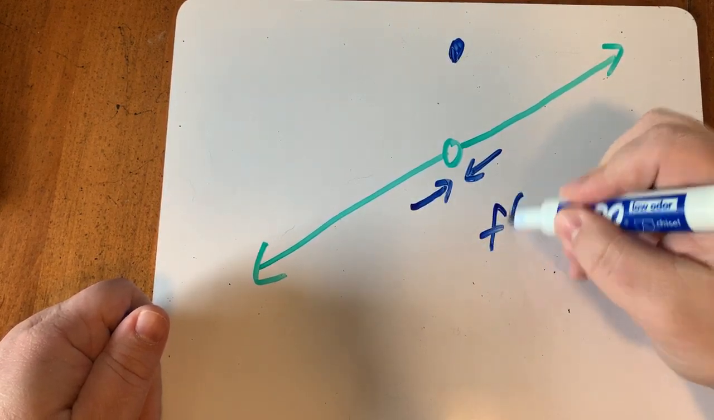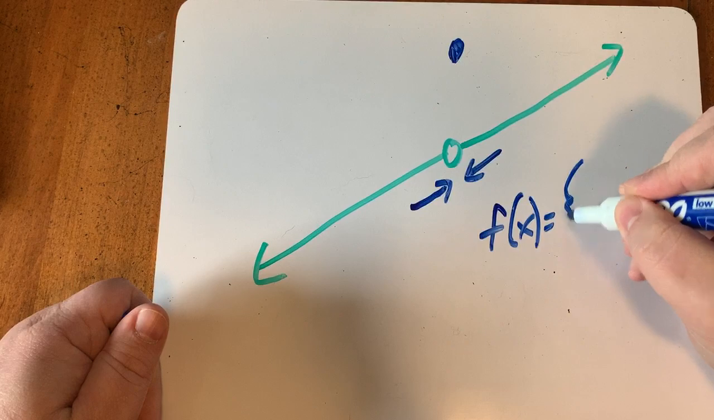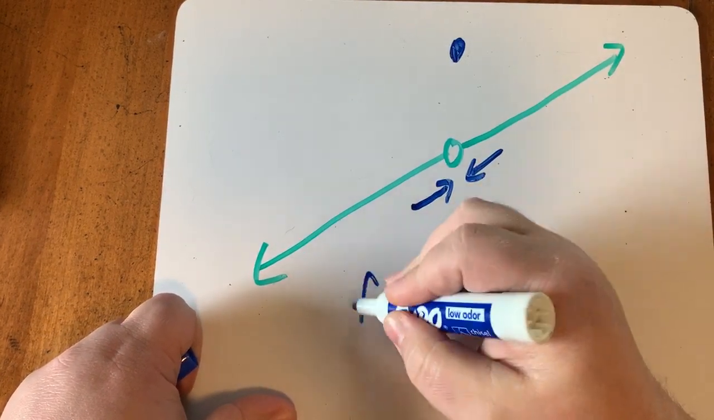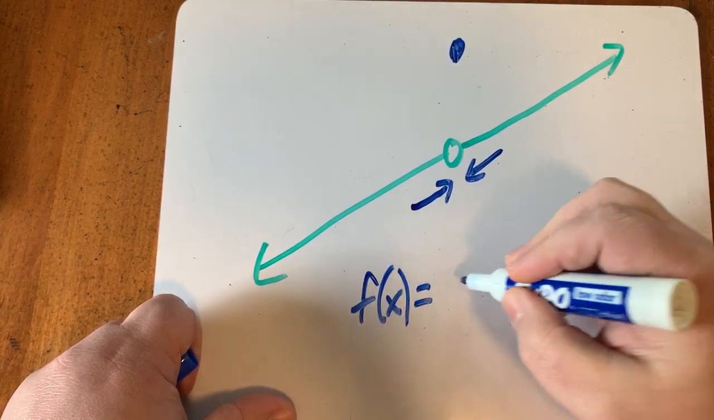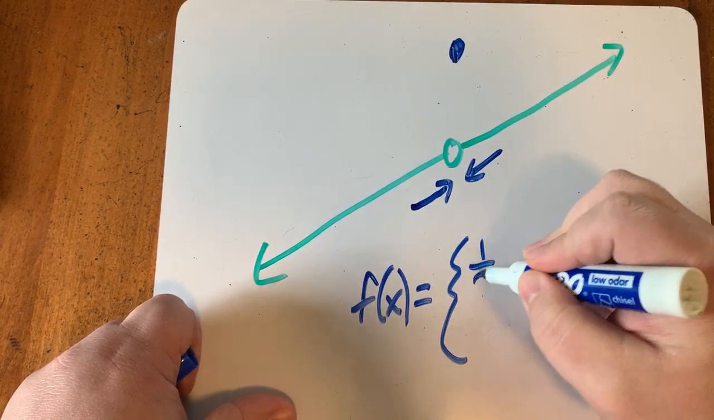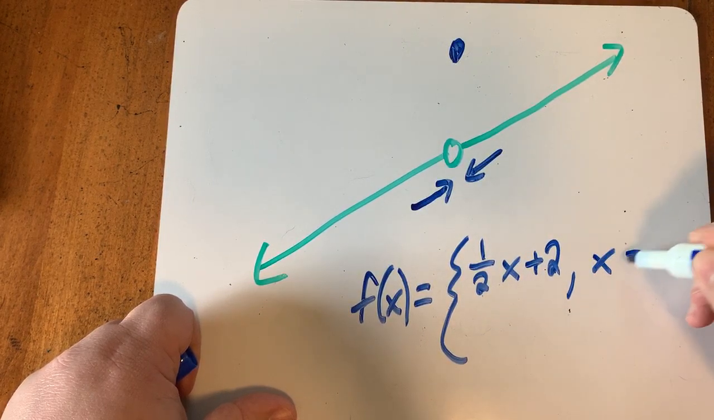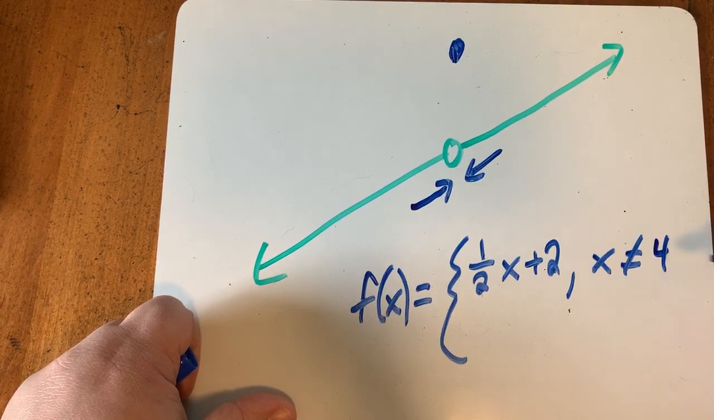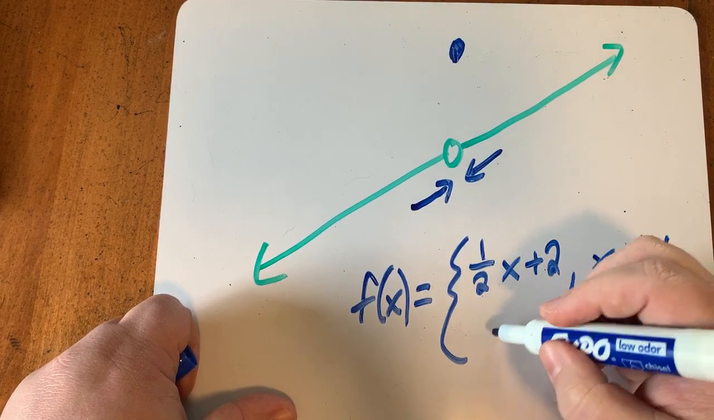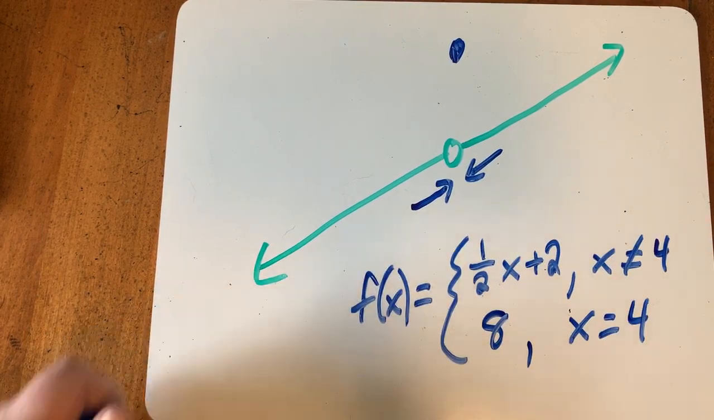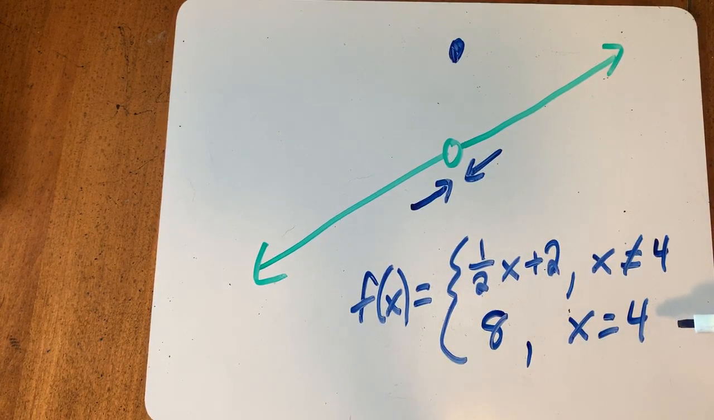Say this situation was mapped by f of x equals, I'm going to need more room than that. Sorry. f of x equals 1/2 x plus 2, but x can't equal, say, 4. And then it's 8 when x equals 4. So this could be our function.